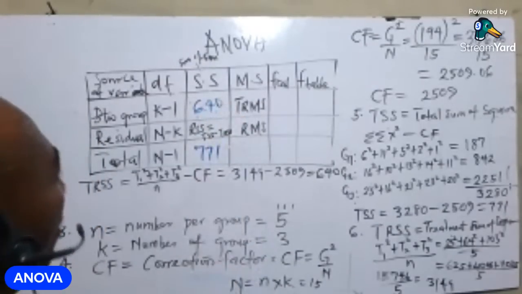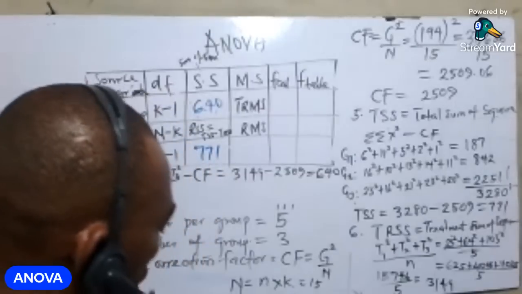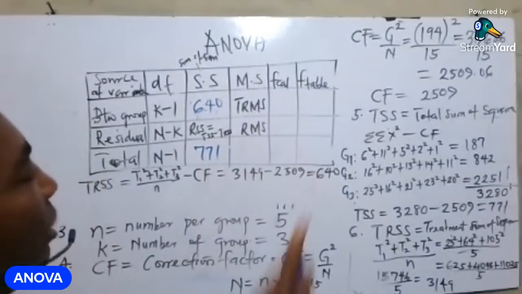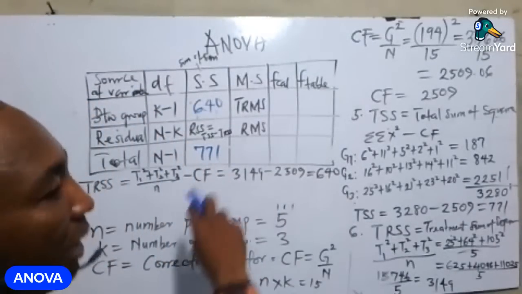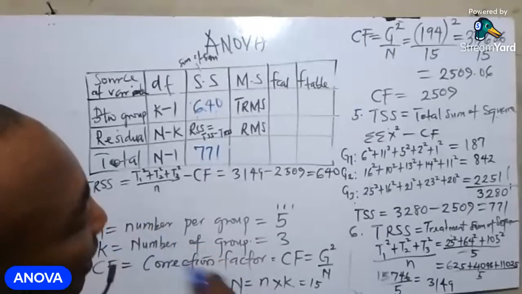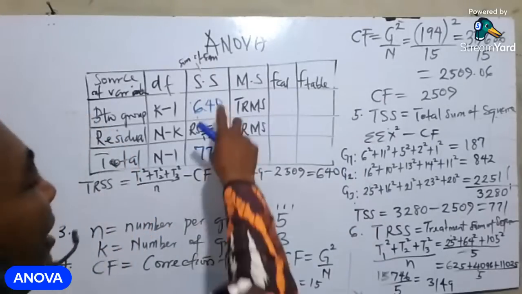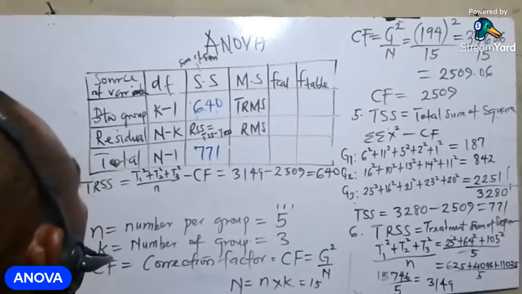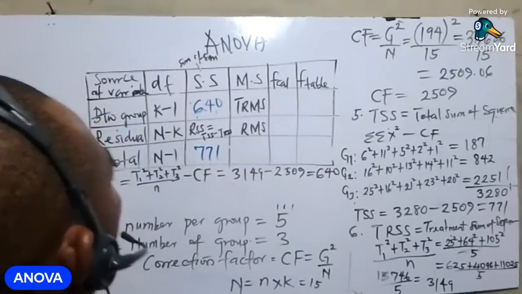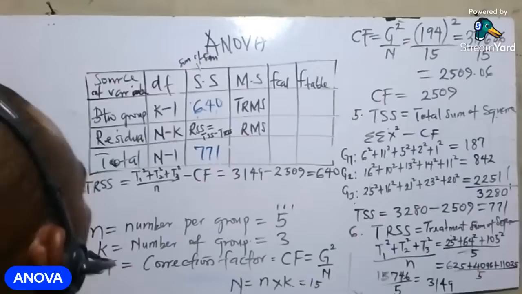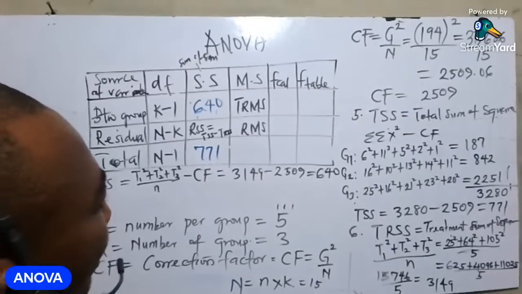And that is why many examining bodies or examiners will not ask you to get the whole table. They will just say, okay, get TRSS, get TSS, and they will just leave. They might give you some of these. So now we have got our TRSS, we have got our TSS.